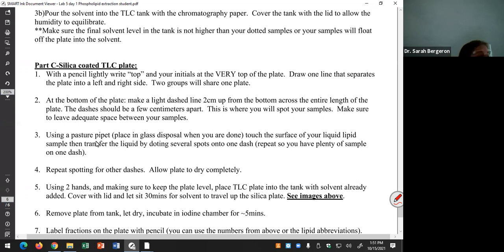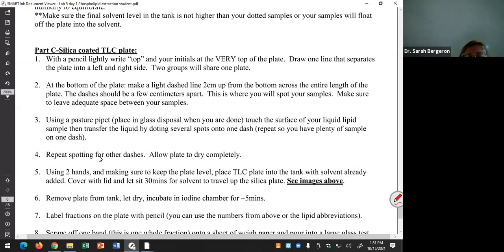So you use your Pasteur pipette. Anybody use a Pasteur pipette in the past? It's a very, very thin tube. I'll show you in there. No problem. And I'll show you how to do that.